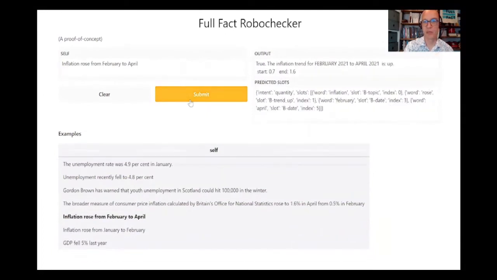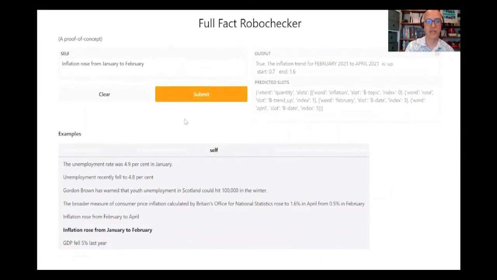Inflation rose from February to April. There's no values given here at all. But the system still correctly works out that in February 2021, the value is 0.7, shown in the top right corner. And by the end of that period, in April 2021, it was 1.6. And this is an upward trend, and therefore the claim is true.